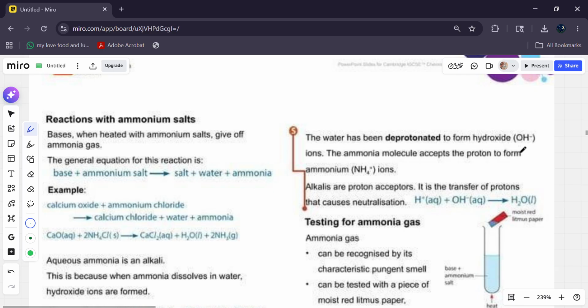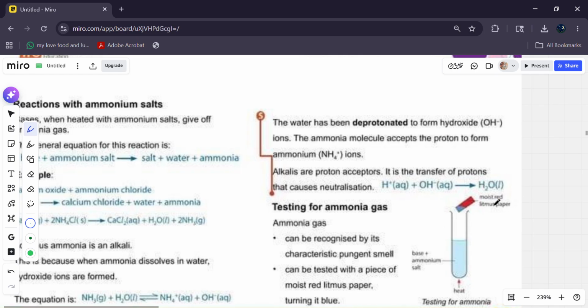Ammonia gas can be recognized by its characteristic pungent smell. You can test for ammonia gas with a piece of moist red litmus paper. Ammonia gas turns the moist red litmus paper blue. As you can see, it turns blue when here's the liquid ammonia or base plus ammonium salt. When you add litmus paper, it turns the red litmus paper blue.